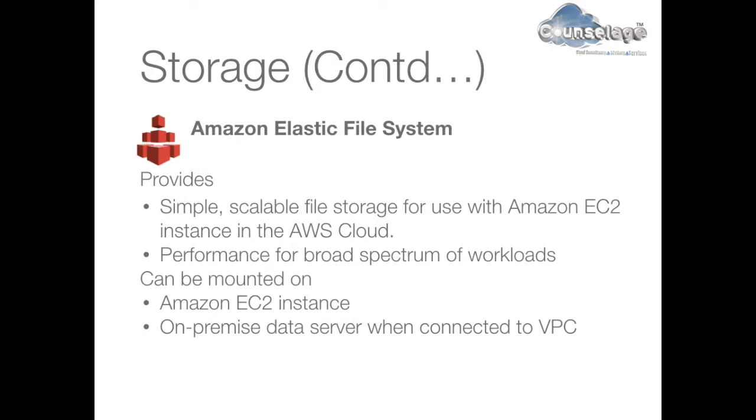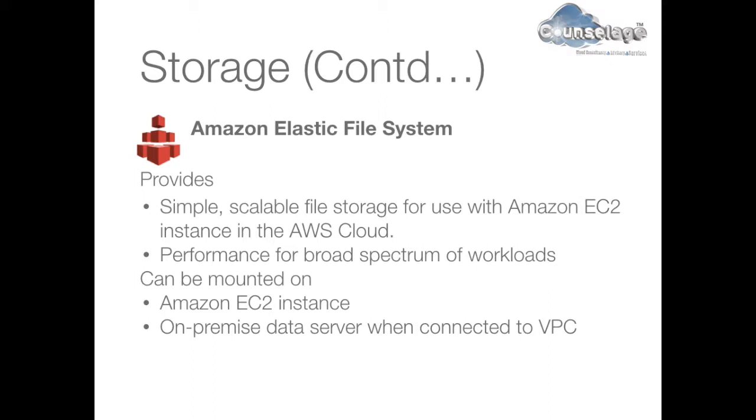The next one is Amazon Elastic File System, or EFS as it is popularly known. It came in 2016, and it is file-based storage that can be shared. Amazon EFS provides simple, scalable file storage for use with Amazon EC2 instances in the AWS cloud. It is easy to use and offers a simple interface that allows you to create and configure file systems quickly.